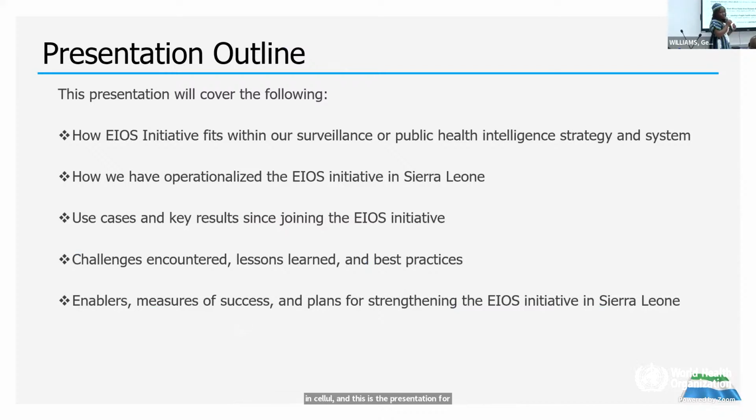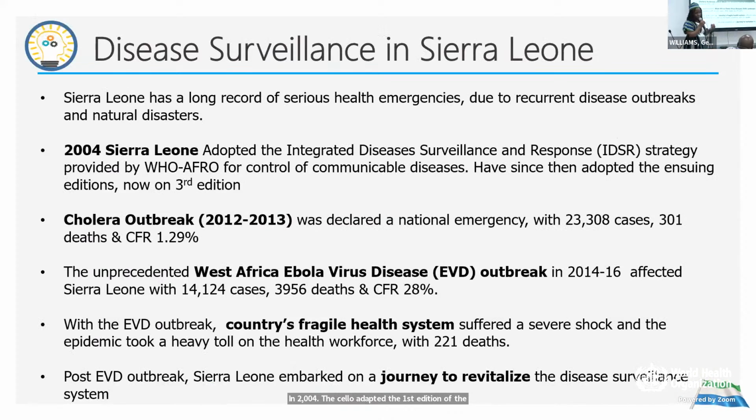In 2004, Sierra Leone adopted the first edition of the Integrated Disease Surveillance and Response Strategy provided by WHO AFRO, for the control of communicable diseases. And we were focusing only on 22 priority diseases. We are now on the third edition, with the scope of focusing on 48 priority diseases that we are now surveilling.